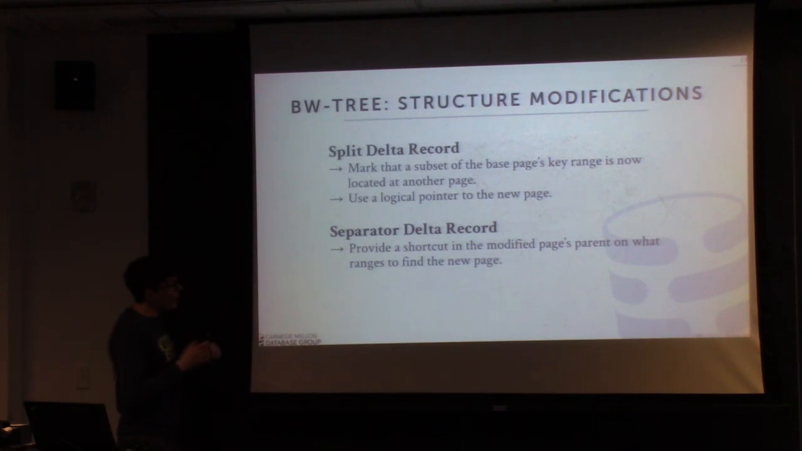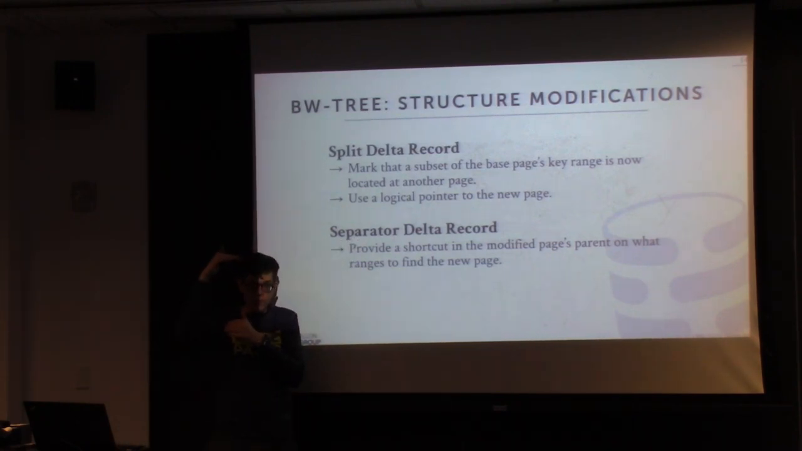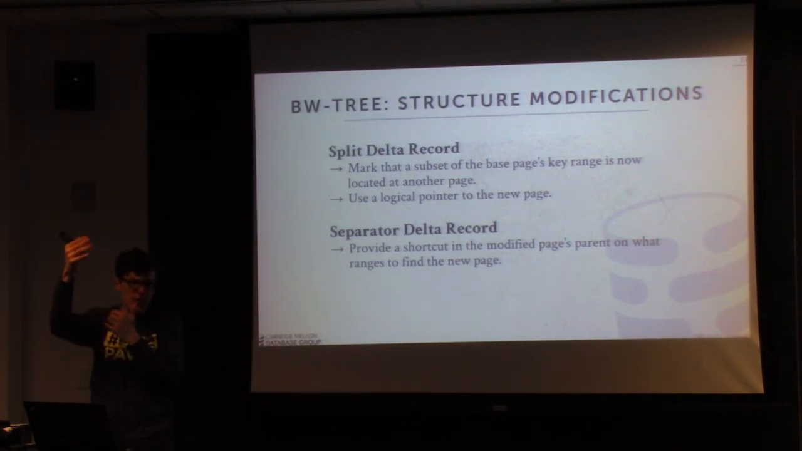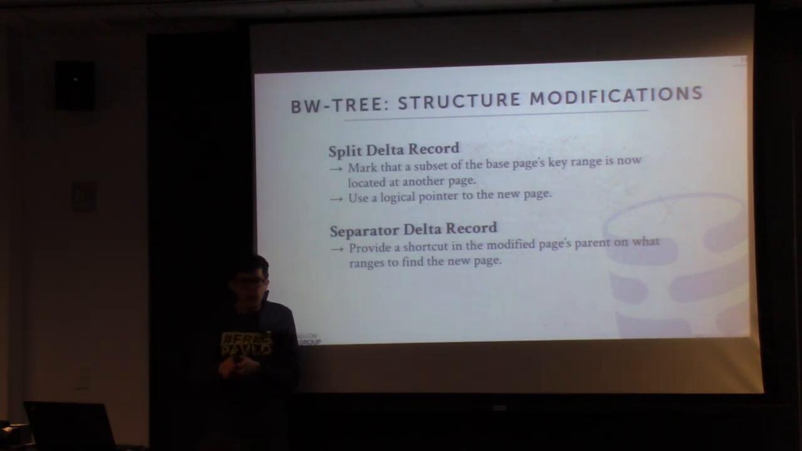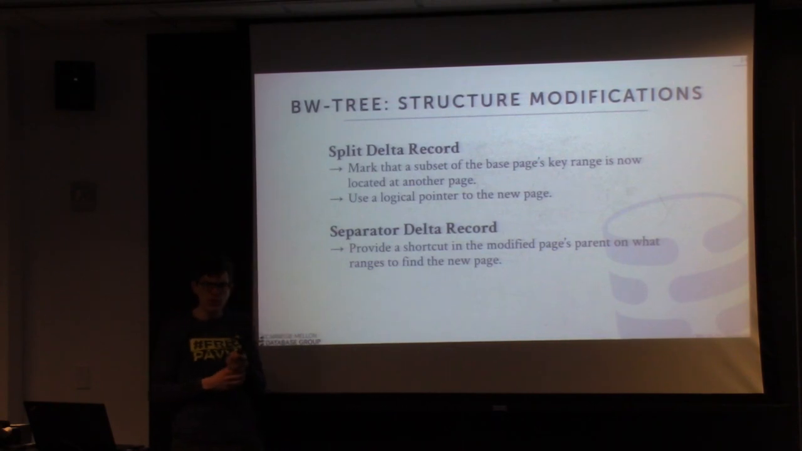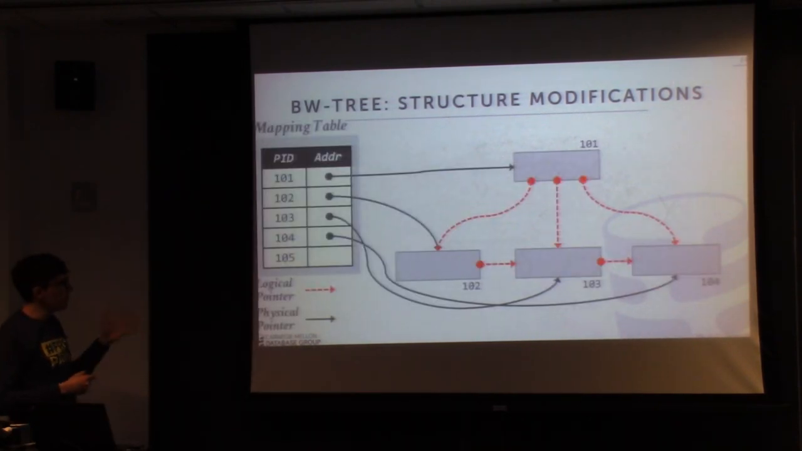And then we're also going to have a separator delta record that will use the higher-level parts of the tree, and basically acts as a shortcut to say, if you're looking for this key range that I split down below, here's a fast track way to get to it without having to go all the way down to the version chains down below. So again, I'll show an example to make this more clear.